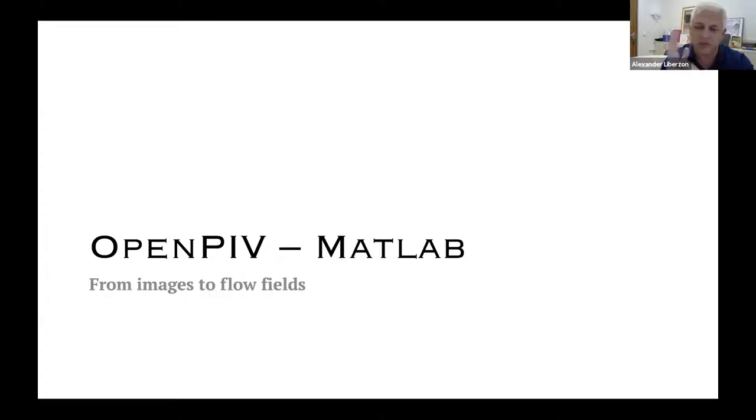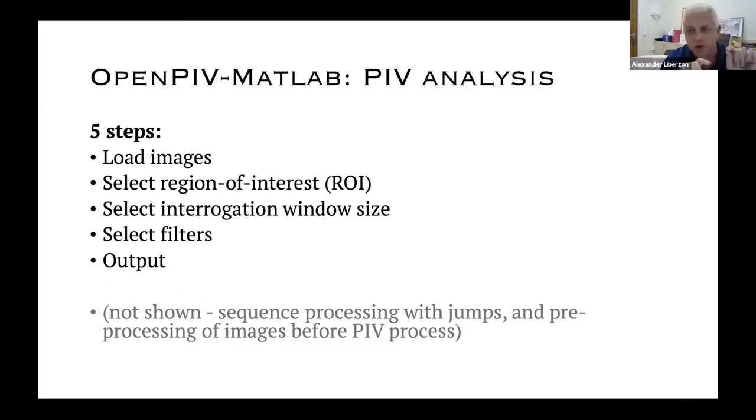Again, if you have further questions, please write in the chat. We will try to address them as we go. Now we will show you what I've just explained very briefly in the OpenPIV MATLAB Toolbox. Every piece of code that we are doing is written in GitHub. You can find every line. But we will show you the graphical user interface, how you can, with a few clicks, implement these five steps of loading a pair of images, selecting a region of interest in this image, selecting the interrogation window size, this 32 or whatever pixel size, filters if you want to remove some noise, and how the output looks in OpenPIV MATLAB.